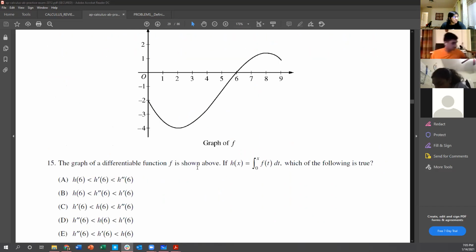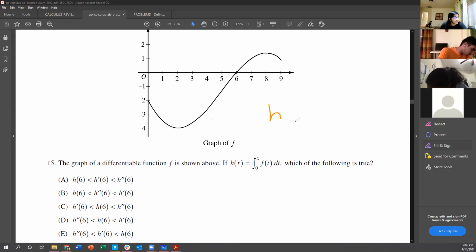The graph of a differentiable function is shown. I think this was on our test. We've done this problem. If h of x equals the integral from 0 to x of f of t dt, which of the following is true? I know I got this question wrong on the test, so it was a silly mistake. But as always, silly mistakes happen. They shouldn't though.